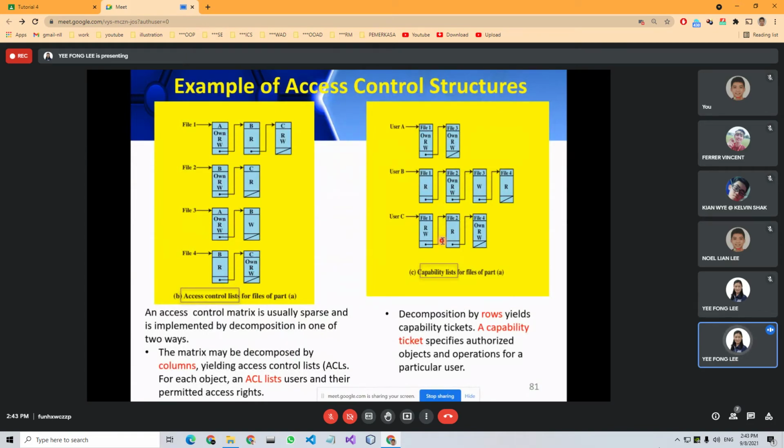This one, access control diagram, access control matrix, is usually sparse and implemented either by column or by row. Left hand side by column. By column means they will arrange files here. Who is a user? By row, users will be in rows, columns will be files. What types of files?